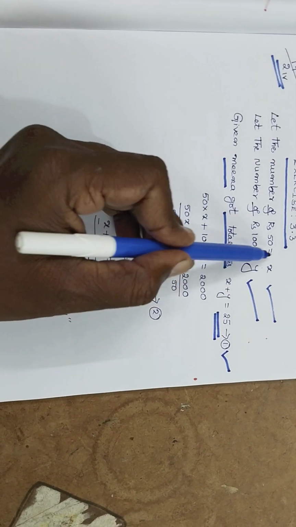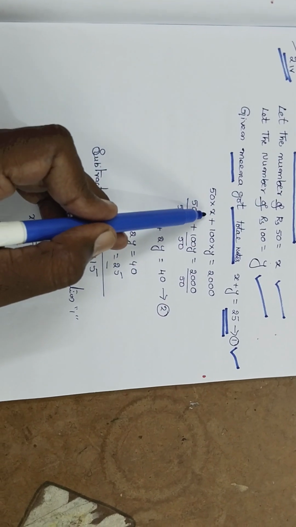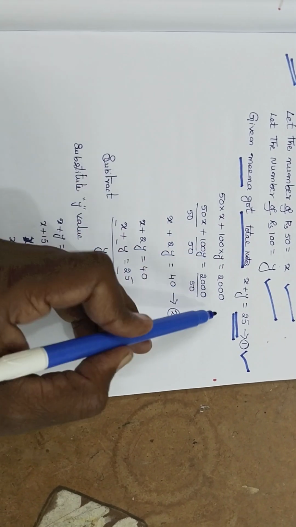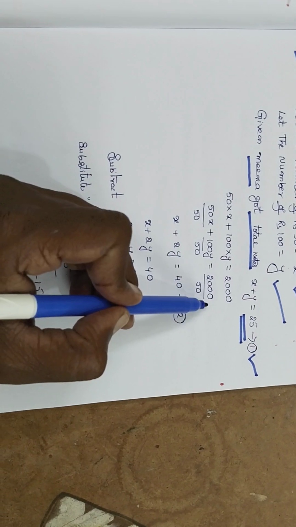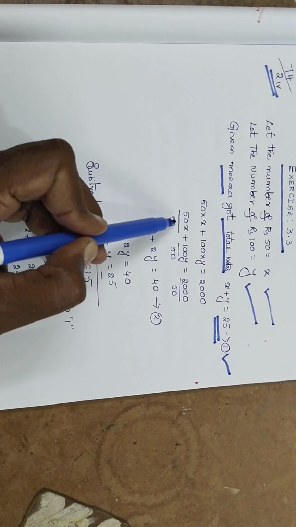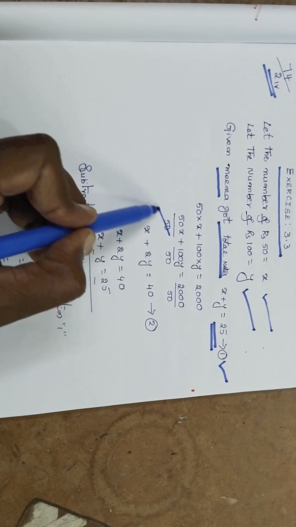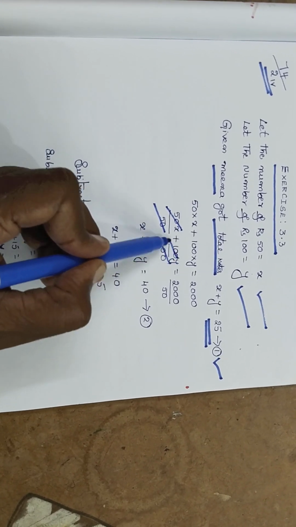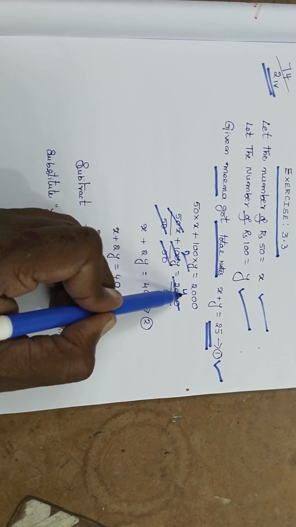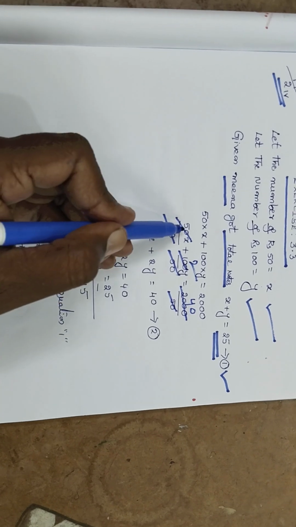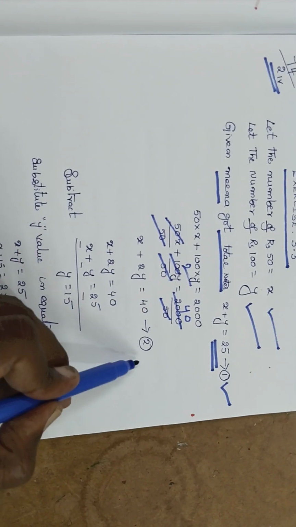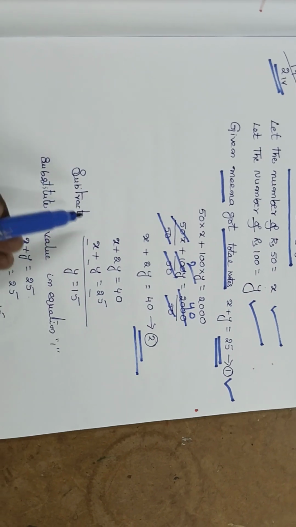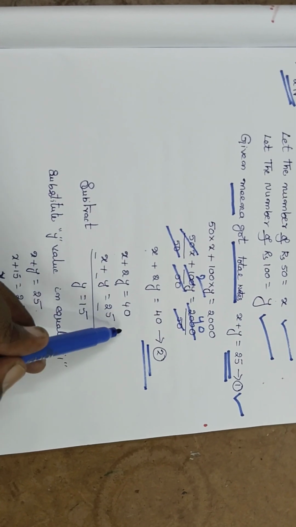Then 50 into x plus 100 into y is equal to 2000. So 50x plus 100y is equal to 2000. Divide by 50 on both sides. The 50 and 50 cancel, 100 by 50 is 2, and 2000 by 50 is 40. So remaining x plus 2y is equal to 40. Call this equation 2.